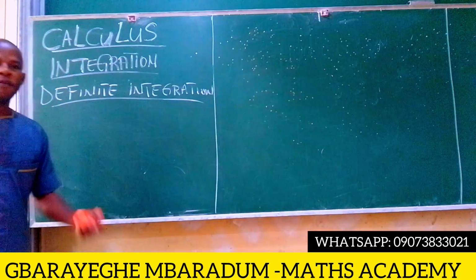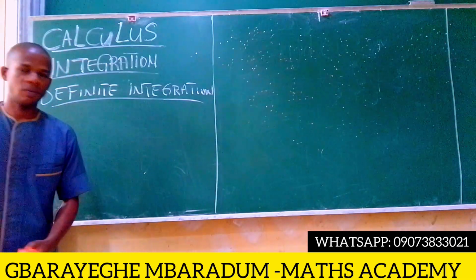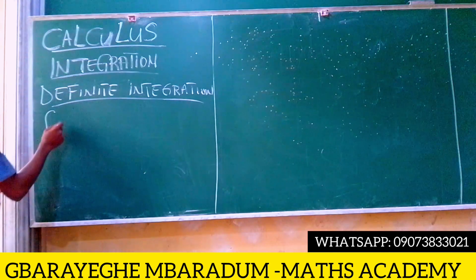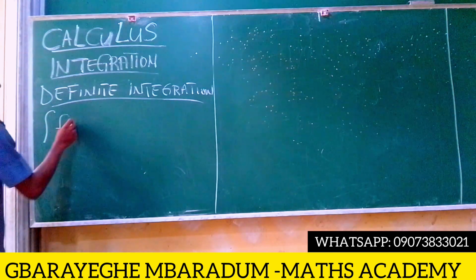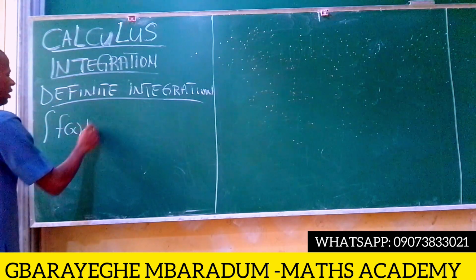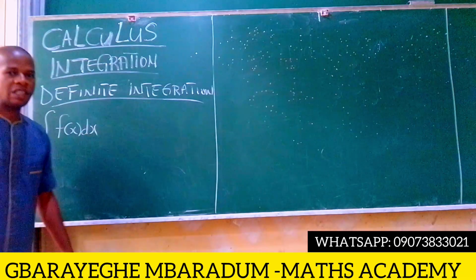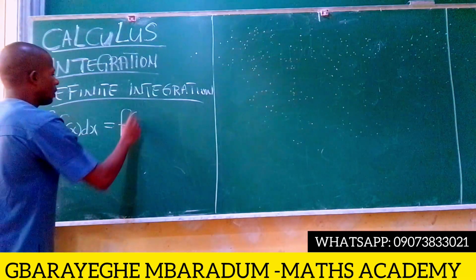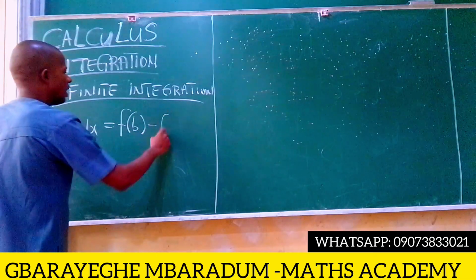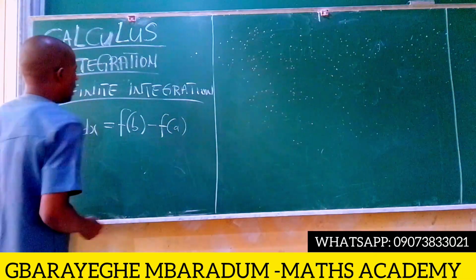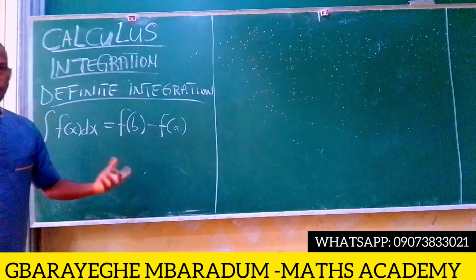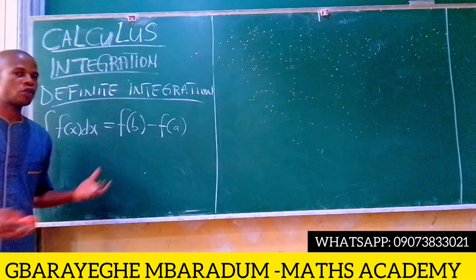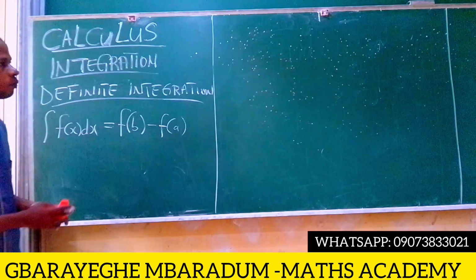Okay, now we're looking at definite integration. What does it mean? Definite integration, when we have the integral of f of x dx, this will be f of b minus f of a. I will explain this formula as we solve the question on definite integration. Now look at example 1, how to solve a question on definite integration.